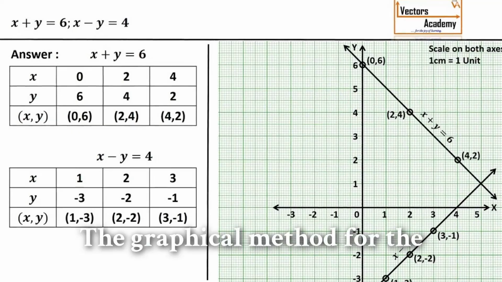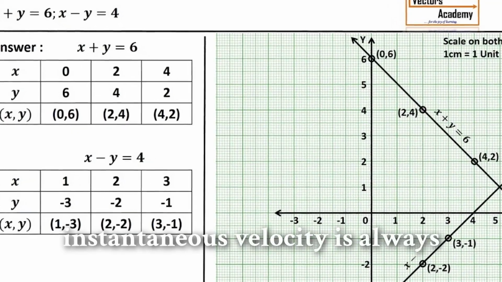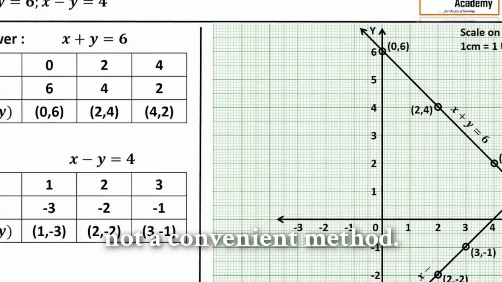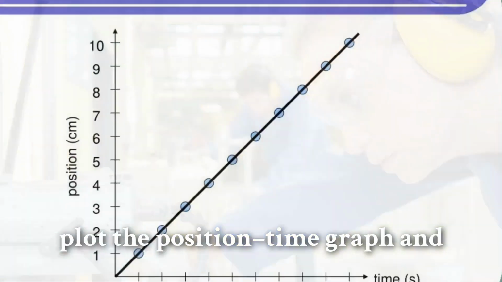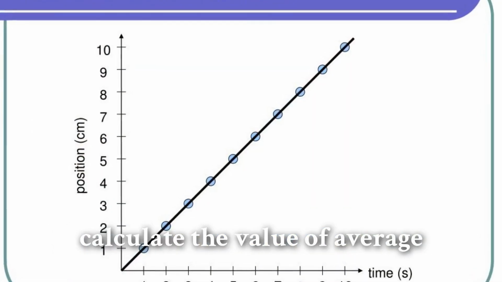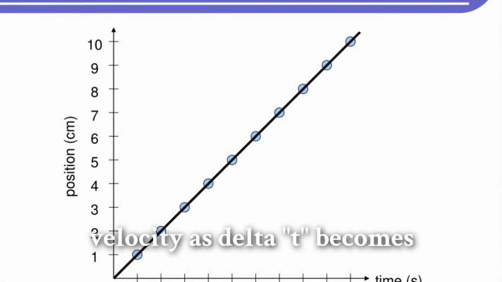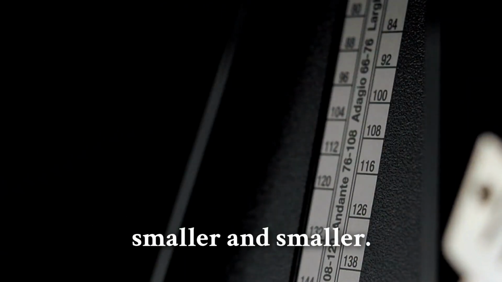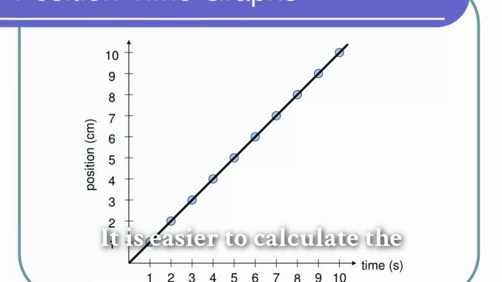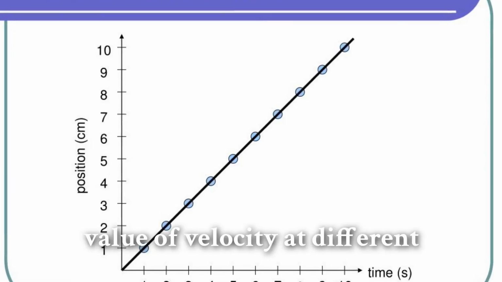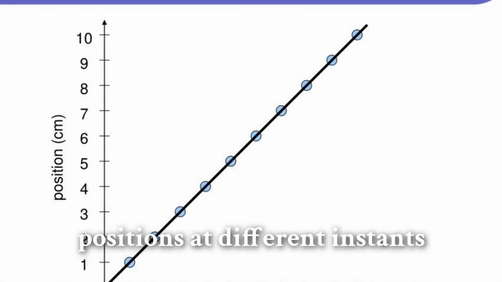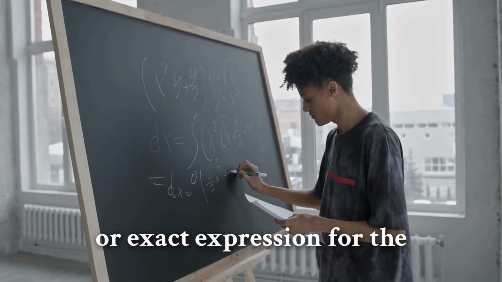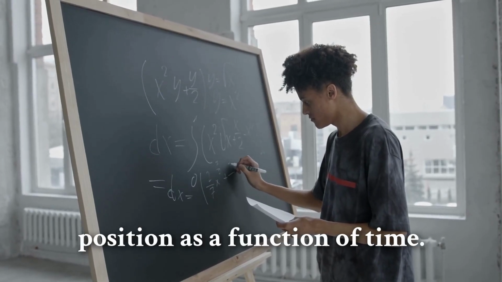The graphical method for the determination of the instantaneous velocity is not always a convenient method. For this, we must carefully plot the position-time graph and calculate the value of average velocity as delta t becomes smaller and smaller. It is easier to calculate the value of velocity at different instants if we have data of positions at different instants or an exact expression for the position as a function of time.